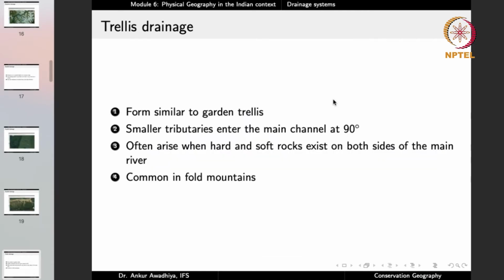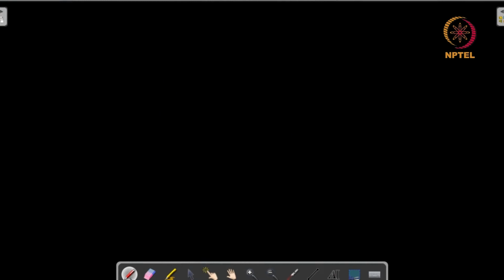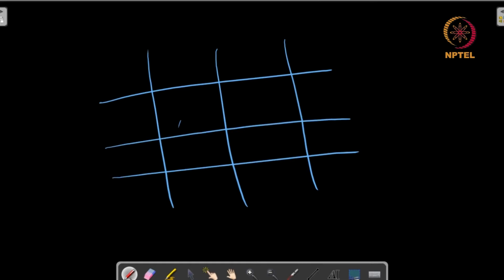Next we have the trellis drainage. Trellis refers to the structure of a garden trellis. So what is a garden trellis? If in your garden you have, say, the climbers, so climbers need to be provided with a certain amount of support. And typically the support is provided in the form of a pattern that looks like this. So you can have this structure, and if you give it to the climber, then the climbers will climb like this. So this is a trellis pattern.